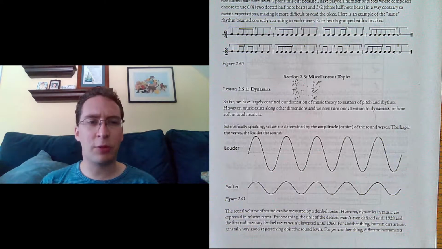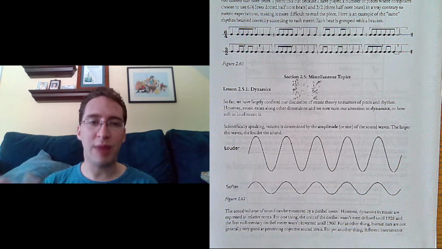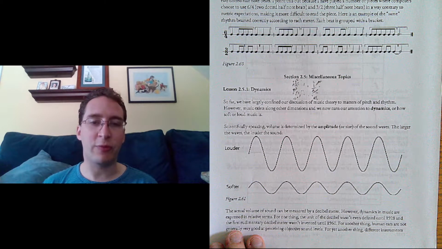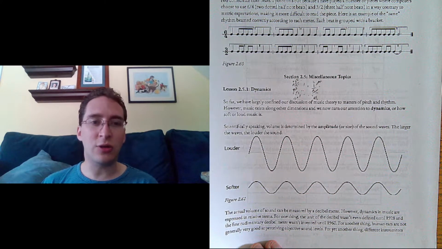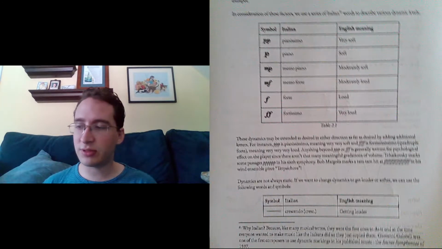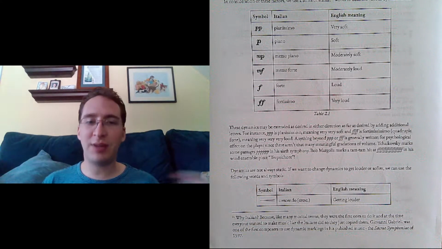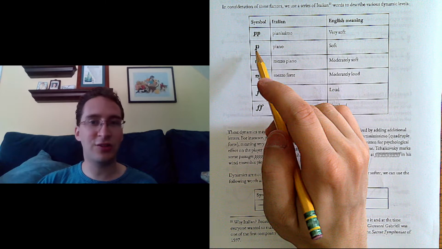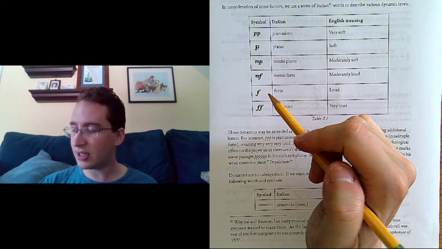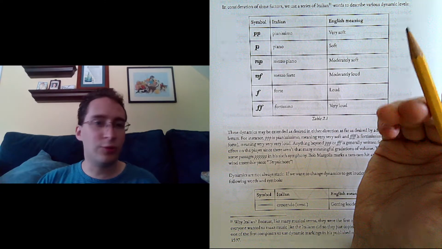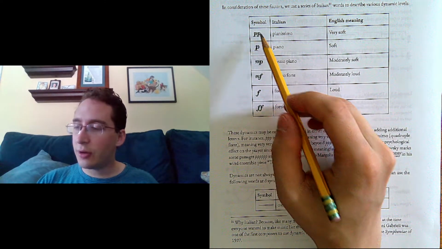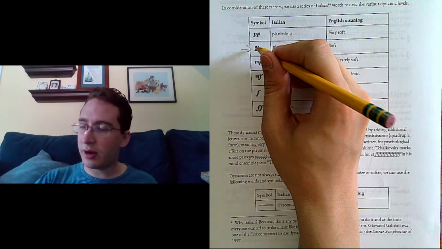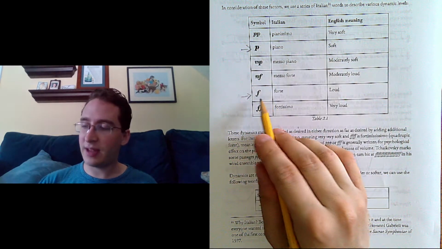But the idea of a decibel wasn't invented until 1928. The first decibel meters to measure how loud sounds are weren't invented until 1960, and dynamics in music existed for a long time before that. Also, human ears aren't as good at accurately distinguishing different volumes, so instead we came up with these relative terms. And because generally Italians were the first to use them in written music, we still use the Italian terms. So the big two are the P for piano and the F for forte.